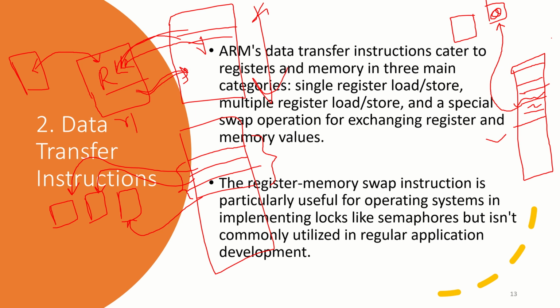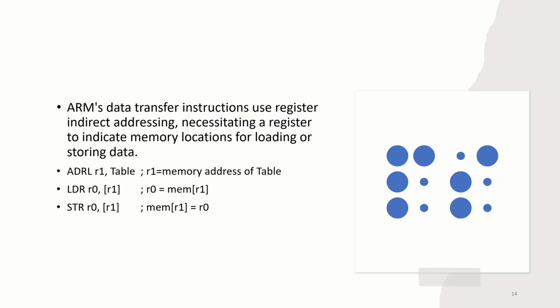Second is multiple register load and store, and the third type is the swap operation, which means you are swapping the content of a register with a memory location in a single step. We are not going to discuss the third one. It is not used in regular applications, but we are going to see the first and the second one.